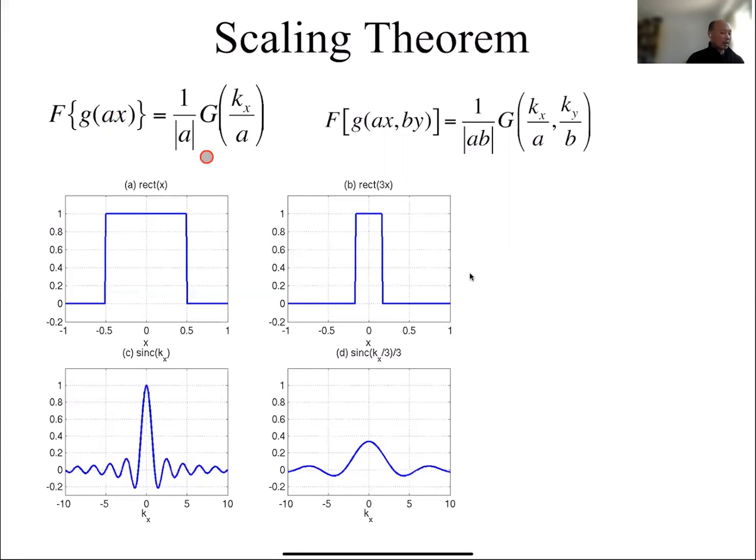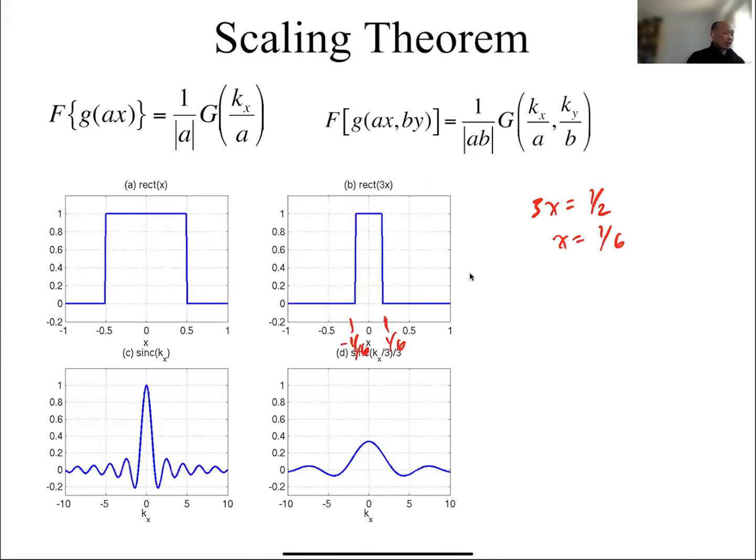So in this case, if I have rect of x, that looks like this. This is our rect function from minus a half to a half, has area, has size of one. Rect of 3x is narrower, right? Because the argument where it has its breakpoint is 3x equals 1/2. So x equals 1/6. So it's going to have values from minus 1/6 to 1/6, okay? So rect of 3x is 1/3 the width of rect of x.